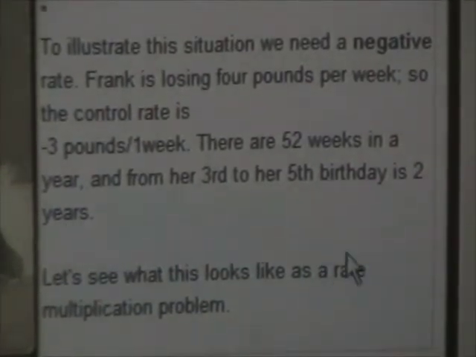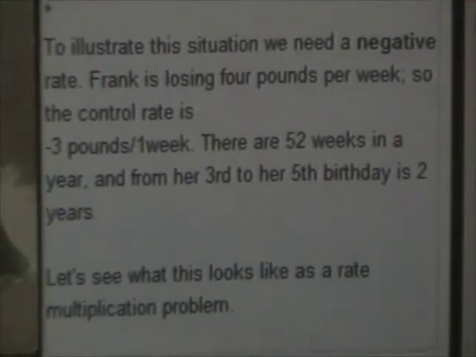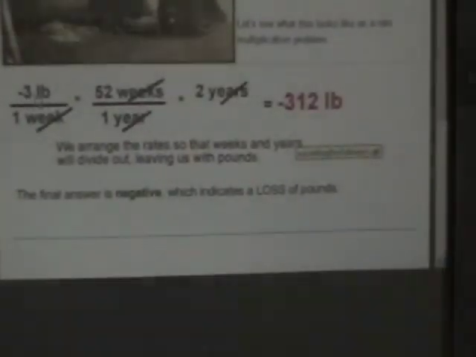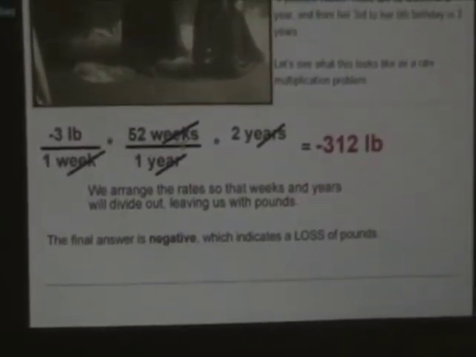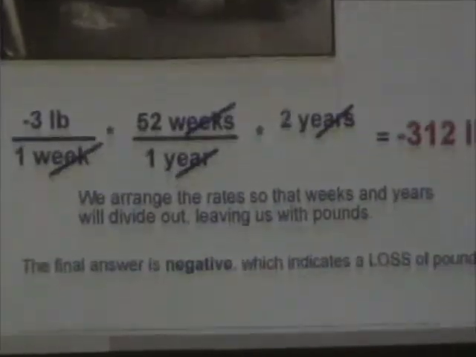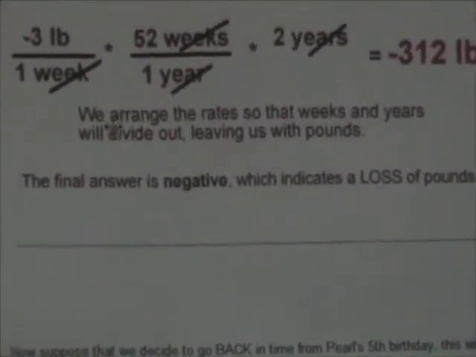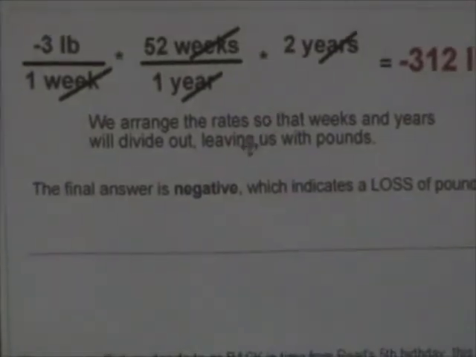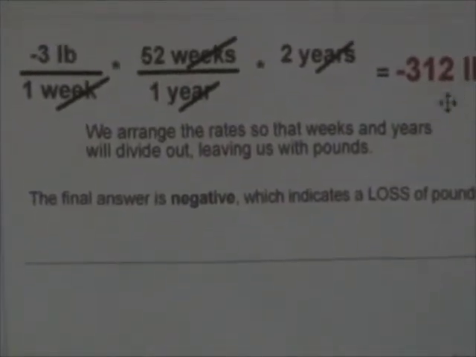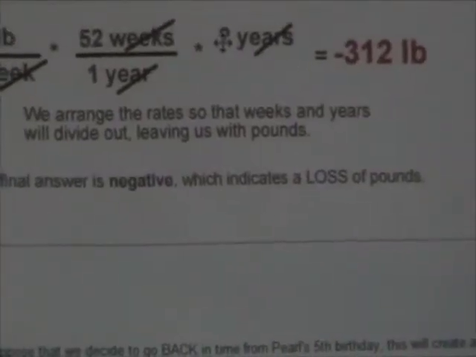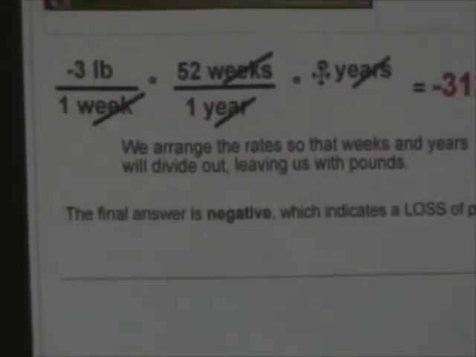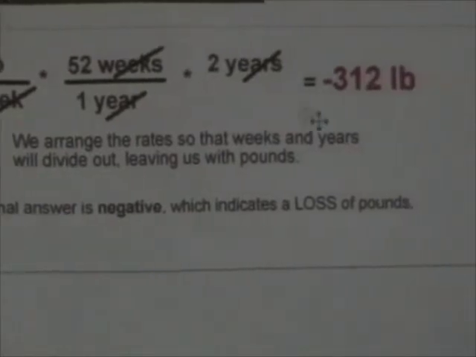Let's see what this looks like as a rate multiplication problem. So I went in with negative 3 pounds per 1 week times 52 weeks in 1 year. We arranged the rates so that weeks and years will divide out, and we'll be left just with pounds. Now, you take a look here. Negative times a positive is a negative. But hopefully this makes sense.